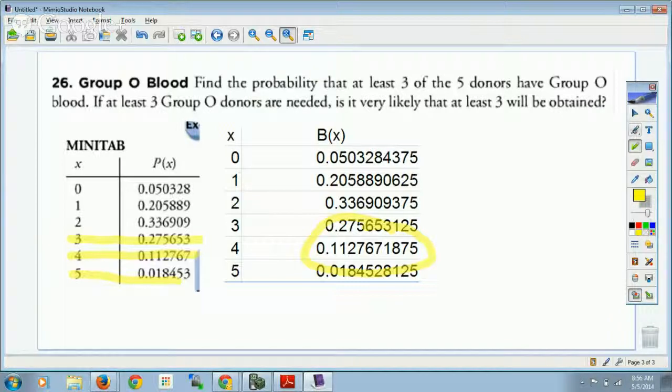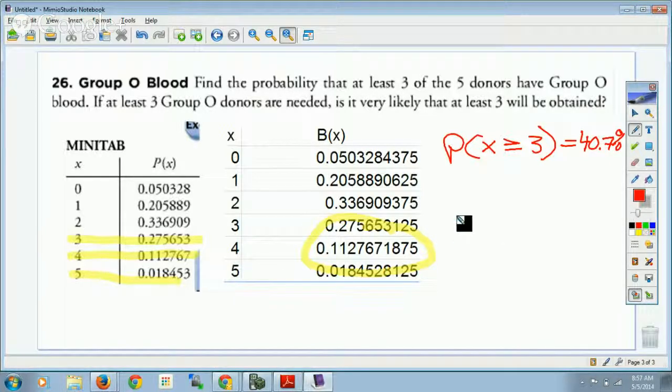So again, we just calculated the probability that X is greater than or equal to 3. And we got that as about 40.7%. So what does that mean? It means that if the probability that any one individual has a 45% chance of being group O, and we grab 5 people randomly at a time, the probability that 3 of the 5 are group O is 40.7%.